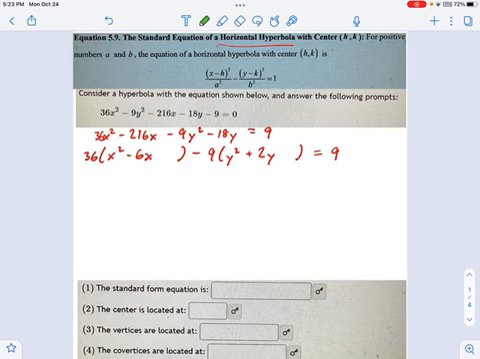The first thing I'm going to do is think about this x squared minus 6x. Well, what is that? That's kind of like x minus 3 squared, right? Except when you square that negative 3, you're going to find you get a plus 9. So we have to add that plus 9 in here, which means we also have plus 36 times 9 on the right side to keep the equation balanced.